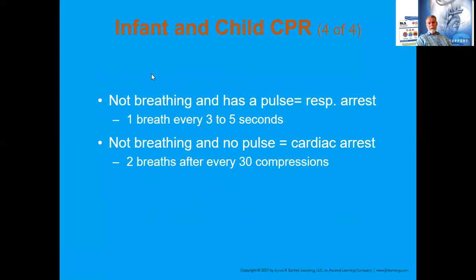The infant and child CPR, not breathing and has a pulse. I added this part for you, just so you can have a better idea of what is actually happening. So I assess my child, they're not breathing, but they do have a pulse, right? That equals respiratory arrest. In that instance, it's one breath, just enough to make the chest rise, about every 3 to 5 seconds. If they're not breathing and no pulse, that's equal to cardiac arrest, and that's where we're going to do 30 compressions followed by 2 breaths.